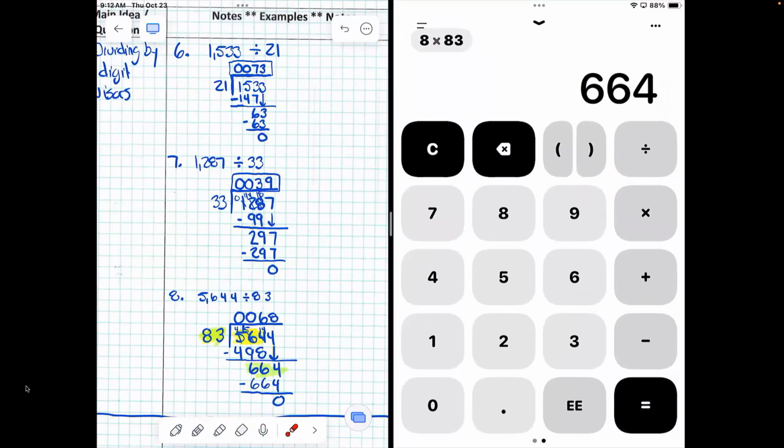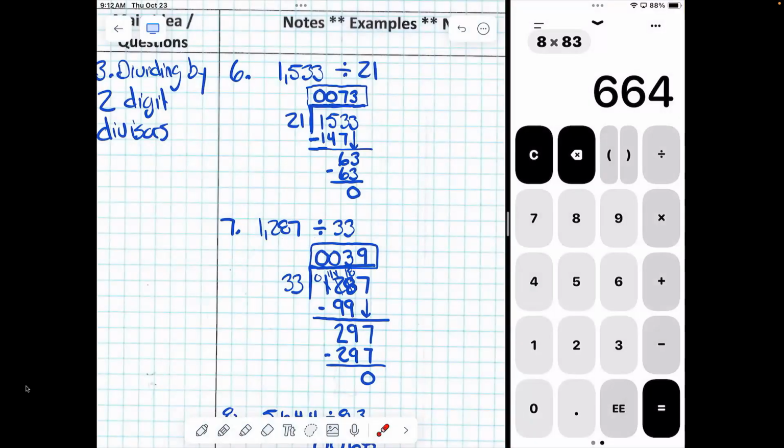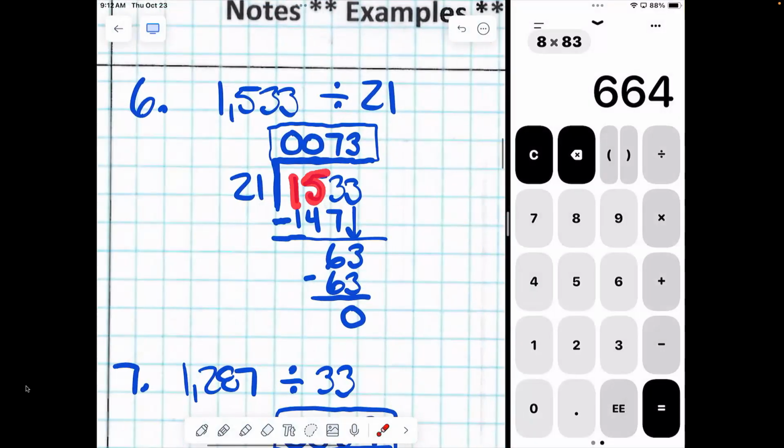Okay, and on this problem, we had 1,533 divided by 21, yes? Does 21 go into 1? Do I need to put my place value holder up here? Yes. Does 21 go into 15? No. So do I need to put a second place value holder? Yes. Does 21 go into 153? Yes.